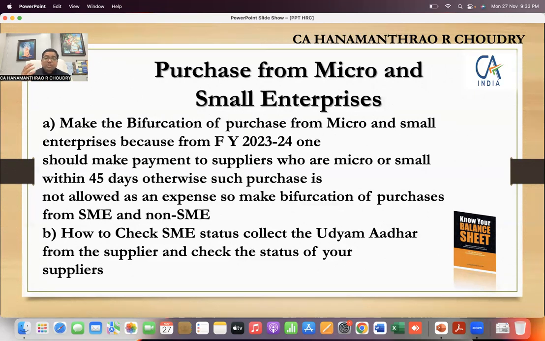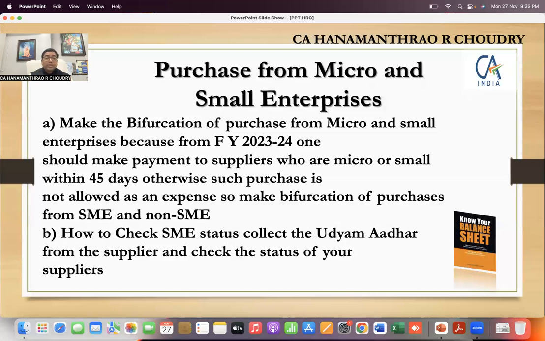Make the bifurcation of purchases from micro and small enterprises, because from financial year 23-24, one should make the payment to suppliers who are micro or small within 45 days. Otherwise, such purchase is not allowed as an expense. It is very, very important, my dear friends.